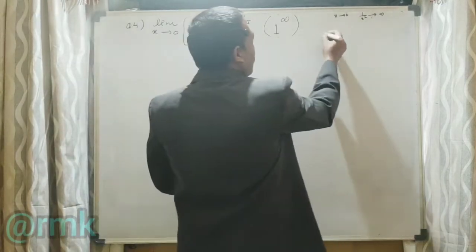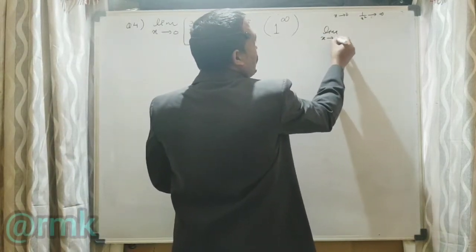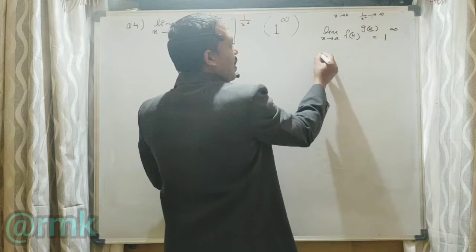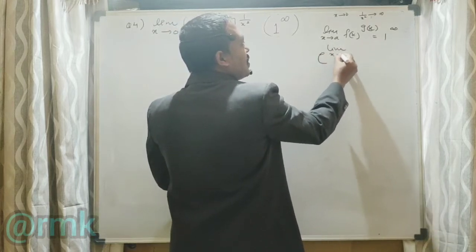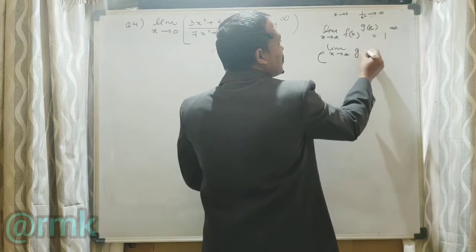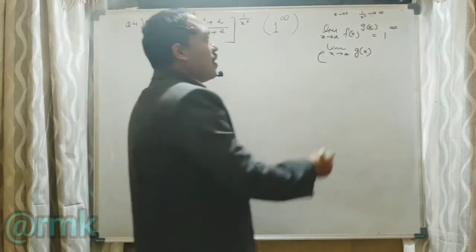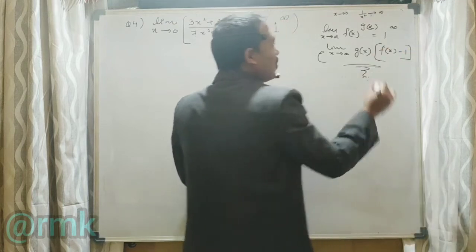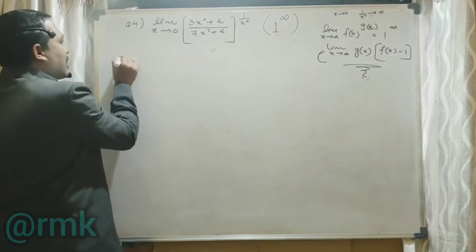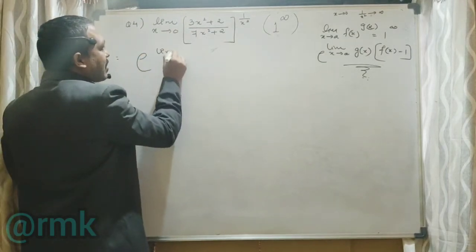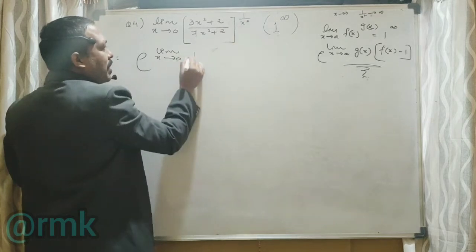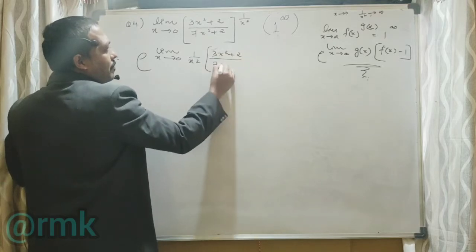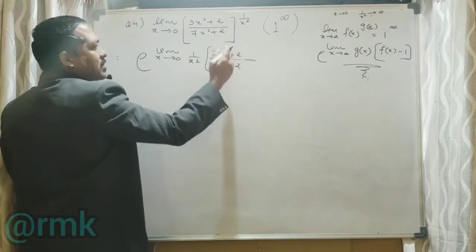In this case, limit x tends to a, f of x raised to g of x is of the form 1 raised to infinity. We take it as e raised to limit x tends to a, g of x into (f of x minus 1), which is the shortcut for 1 raised to infinity form. Therefore, here e raised to limit x tends to 0, this 1 by x square into g of x into f of x minus 1.